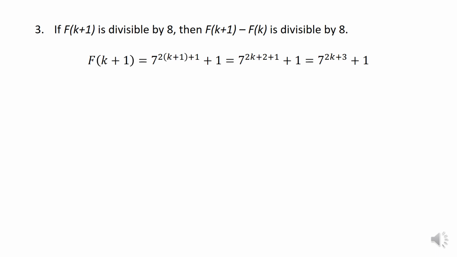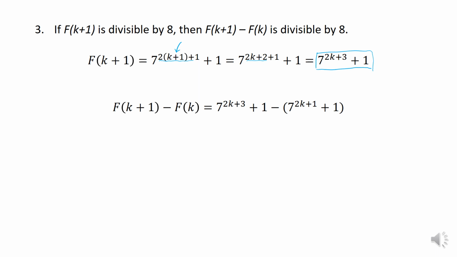All right, so the first step is to write down the function f of k plus 1, and in place of n here you have k plus 1. Okay, so you have 7 to that big long power plus 1. If you multiply out that bracket, you'll get 2k plus 2 and then plus 1, and then tidy it up a little bit. So what are we left with here? We have 7 to the power of 2k plus 3, plus 1.